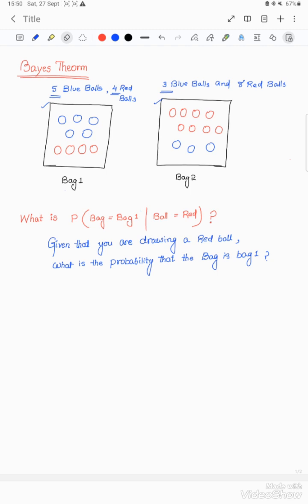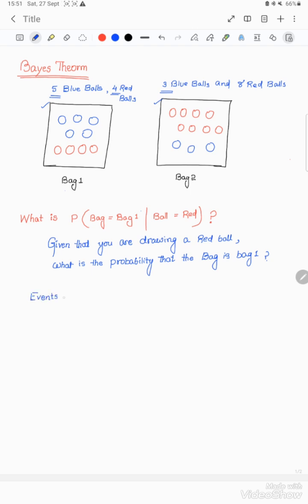Here, we are having two different bags, namely bag 1 and bag 2. In bag 1, we are having 5 blue balls and 4 red balls, whereas in bag 2, we are having 3 blue balls and 8 red balls. So let us ask this question: given that you are drawing a red ball, what is the probability that the bag is bag 1? To understand this kind of question, let us recognize what all the events present here are.